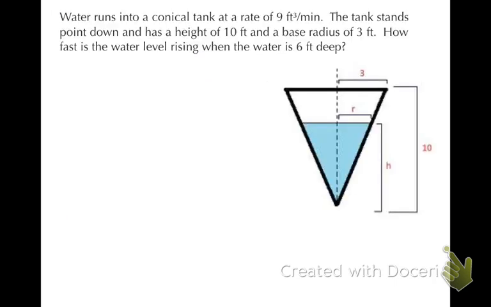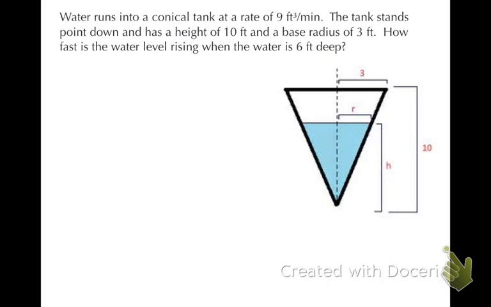The first is a pretty typical AP Calculus style problem in the form of a cone related rates problem. So water runs into a conical tank at a rate of 9 cubic feet per minute. The tank stands point down and has a height of 10 feet and a base radius of 3 feet. All of that is represented in the diagram shown. How fast is the water level rising when the water is 6 feet deep?